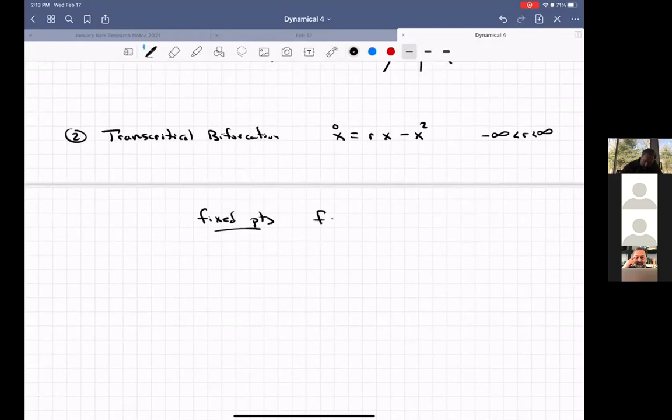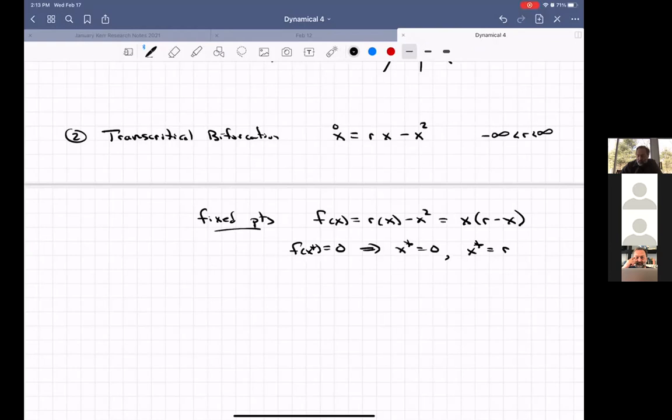Well, so I need f of x is r times x minus x squared, which means it's x times r minus x, right? If I factor out an x, that's what I would get. And so the fixed points, f of x star equals 0, those happen at x star equals 0 and x star equals r, right? So at either r or at 0, I have my fixed points.